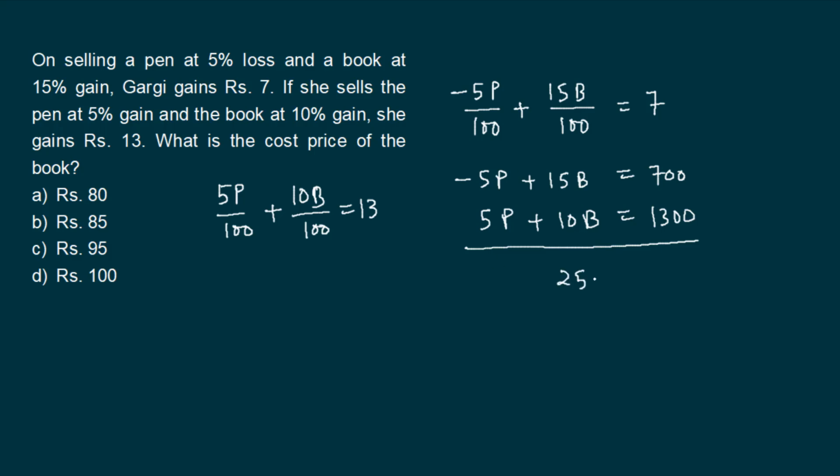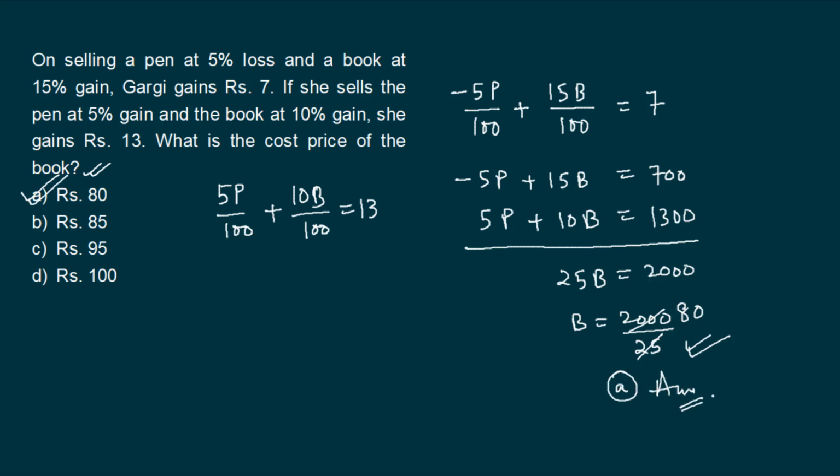Can I add them up? Then I'll have 25b equals 2000. b is 2000 by 25, that is 80. Okay, cost price of the book is 80. Now what is asked? What is the cost price of the book? Okay, brilliant. We have the answer. Cost price of the book is rupees 80. Option A fits in.